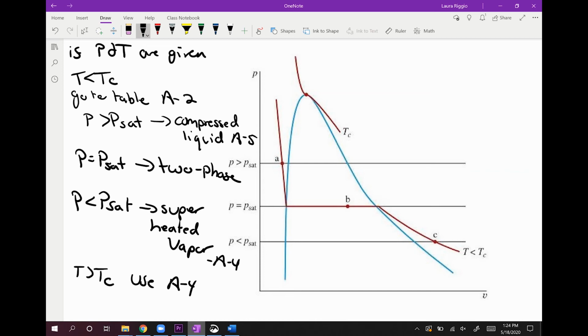These relationships all relate to the shape of our isotherms. So for example, at point A here, our pressure is greater than our saturation pressure at the same temperature, which means we are in our liquid zone. So this is the liquid.